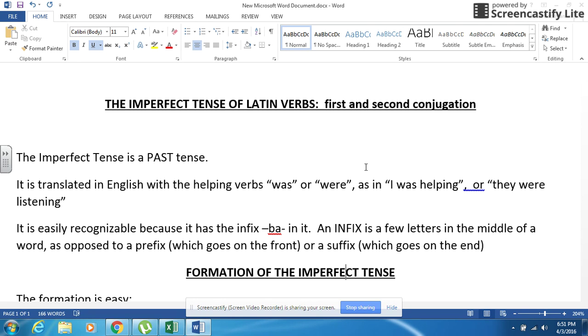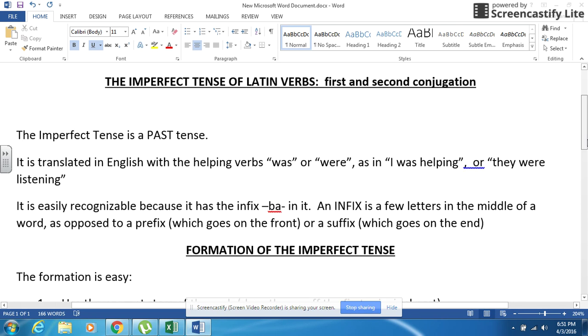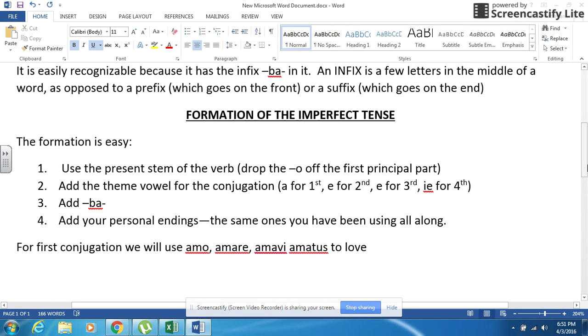An infix is a few letters in the middle of a word, as opposed to a prefix, which goes on the front of a word, or a suffix, which goes on the end of a word. To form the imperfect tense, you use the present stem of the verb, which means you drop the O off the first principal part. You add the theme vowel for the conjugation. You add the ba infix, and then you add your personal endings, which are the same ones you've been using all along.